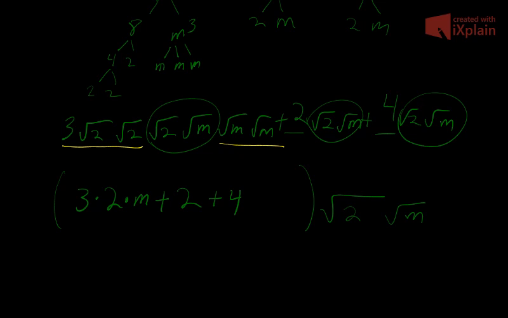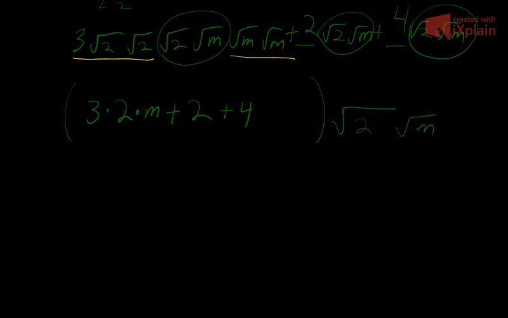And just like that, I am pretty much done. I just have to simplify what's in here. 3 times 2 is 6, times m is 6m, plus 2 plus 4 is 6, and that's going to be multiplied into 2 and m, so that would be square root of 2m.